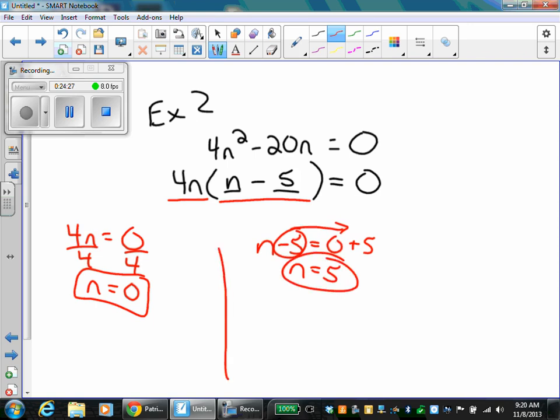Okay? So again, if you punch this into your calculator, it should be crossing at 0 and 1, 2, 3, 4, 5. Positive 5. And so it looks something like that. Okay? Why don't you take a minute and punch that in. Put in y equals 4n squared minus 20n. Check. Does it cross at 0 and 5? And hit your graph button. Does it cross at 0 and 5?